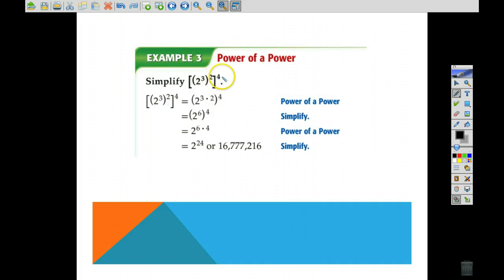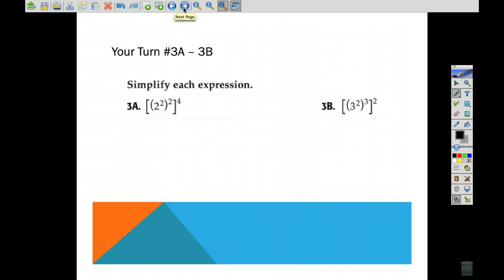So power of a power of a power. What you're going to do is multiply these small numbers. 3 times 2 is 6. 6 times 4 is 24. So 2 to the 24th power, which is 16,777,216, and you can use a calculator for that. All right, so power of a power, you just multiply the small numbers. So simplify each expression. Power of a power of a power, you're just going to multiply the small numbers as your exponents. Do those two problems and come back.